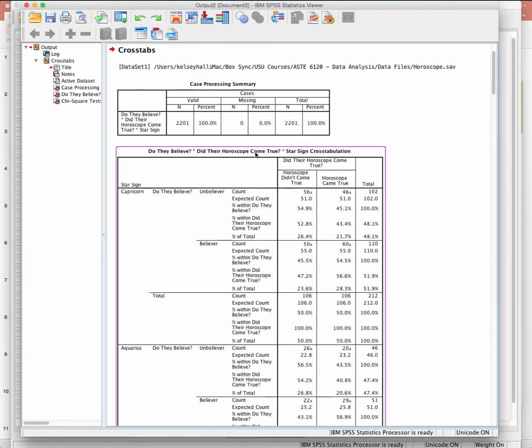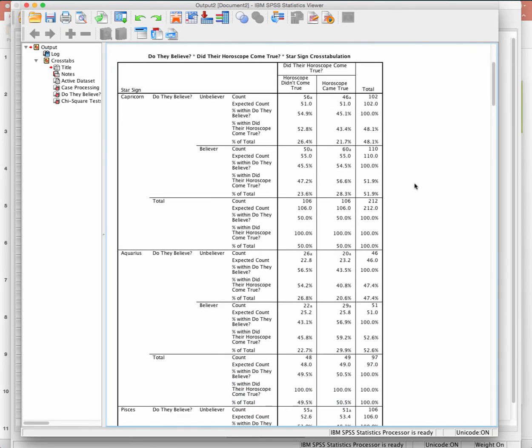So the first thing we do is look at this case processing summary, which basically just gives us the total for how many people participated in the study and if we had any missing respondents.